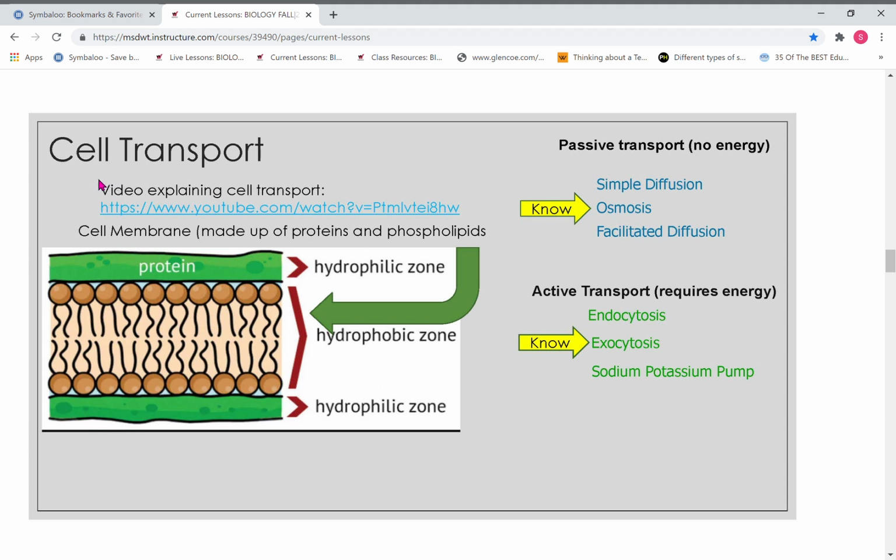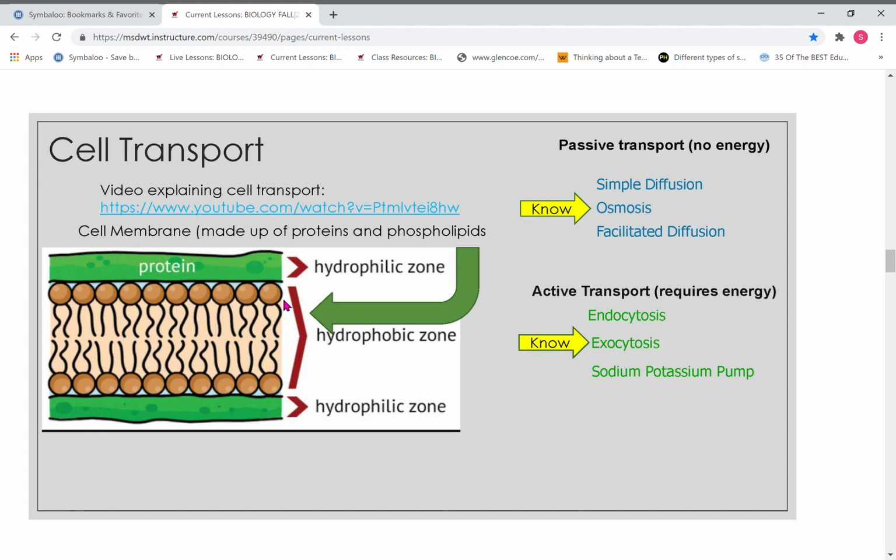Here's our last slide for today, talking about cell transport. Cell transport is something we just covered, so this shouldn't be too difficult. But there is a video here to help you remember. We're going to look at the cell membrane, which is made up of proteins and phospholipids. So here's the proteins and here's the phospholipid. Remember, the head's like the water, the tail's like the fat.